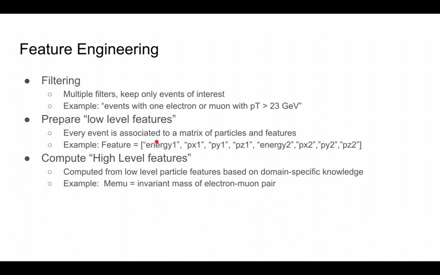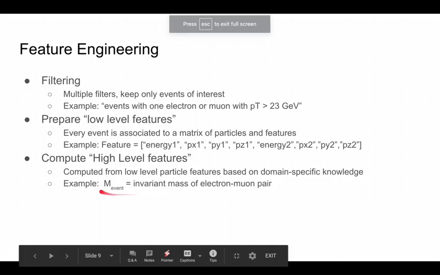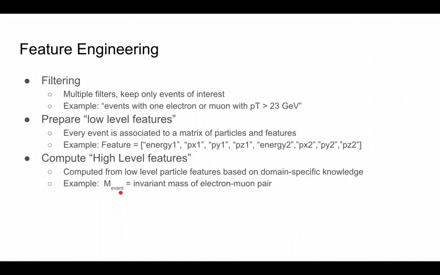Each four-momentum component is a feature for the particle. We can also, with prior knowledge, compute high-level features which might contain relevant information based on domain-specific knowledge to solve problems. For example, we might have information per event, which is the invariant mass of the electron-muon pair.